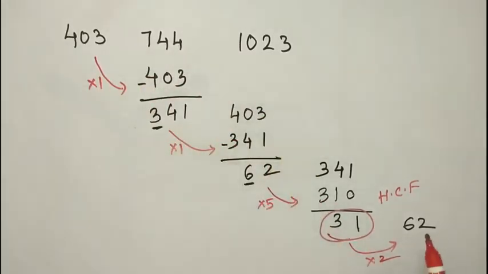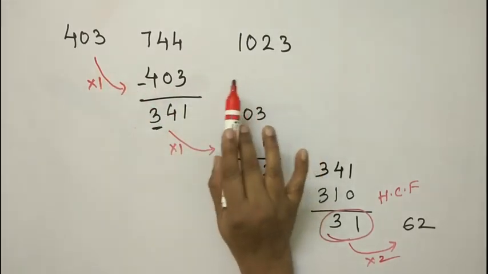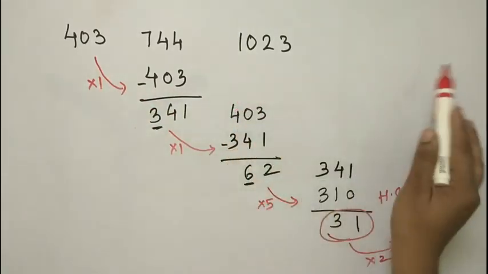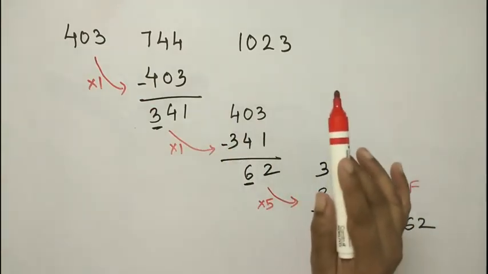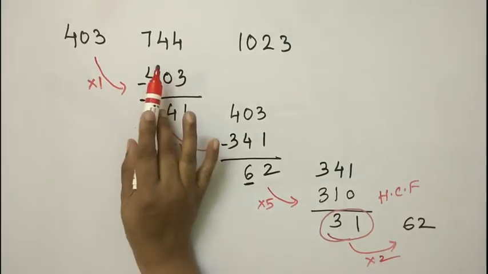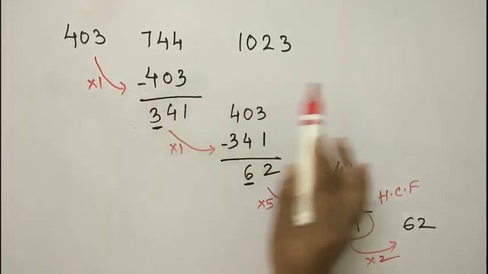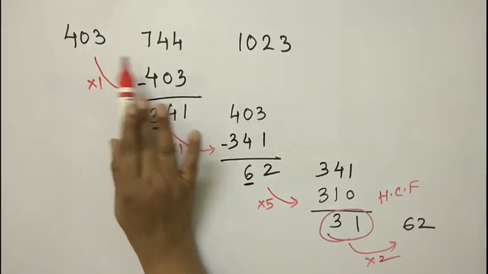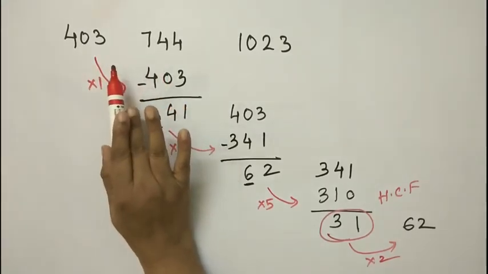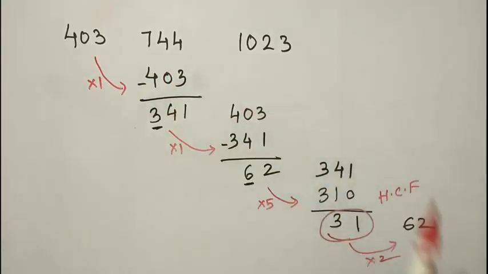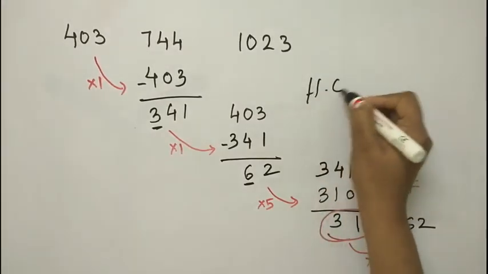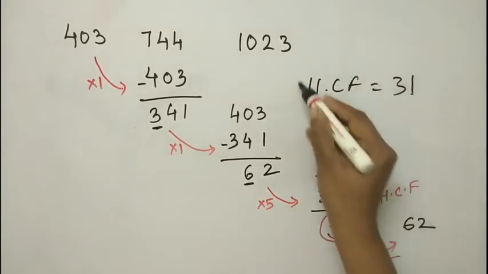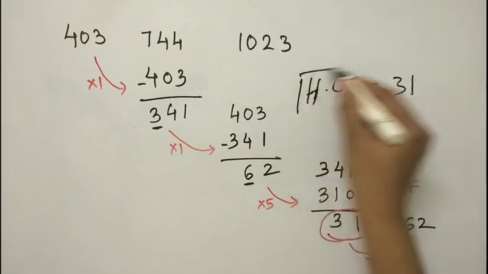If more than 3 numbers are given, that is, in addition to 1023 some other numbers are given, it is enough to find the HCF of the first 2 numbers. No need to find the HCF of each and every number. If you find the HCF of the first 2 numbers, that will be the HCF of all the numbers given in the problem. So the HCF of these 3 numbers is 31. Remember this.